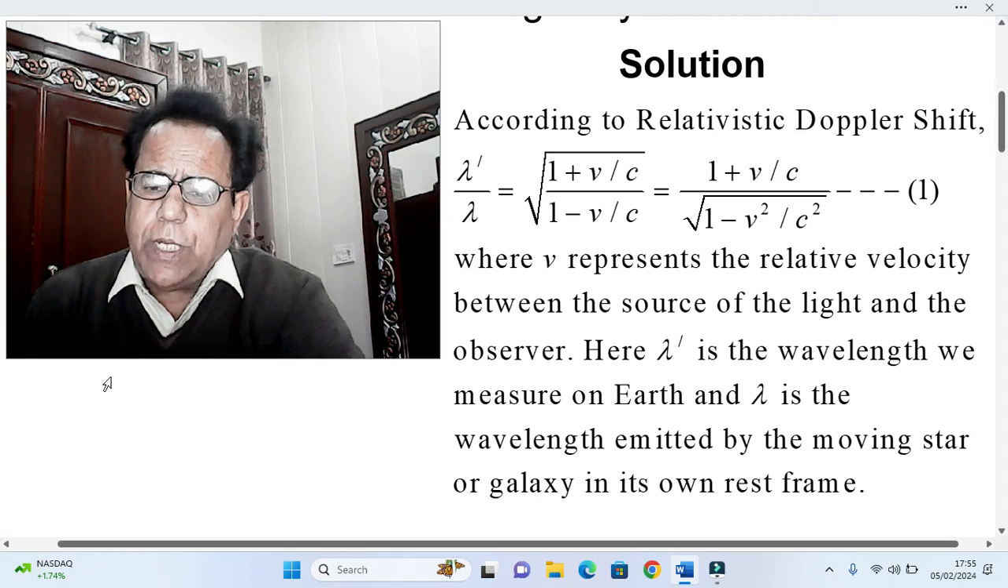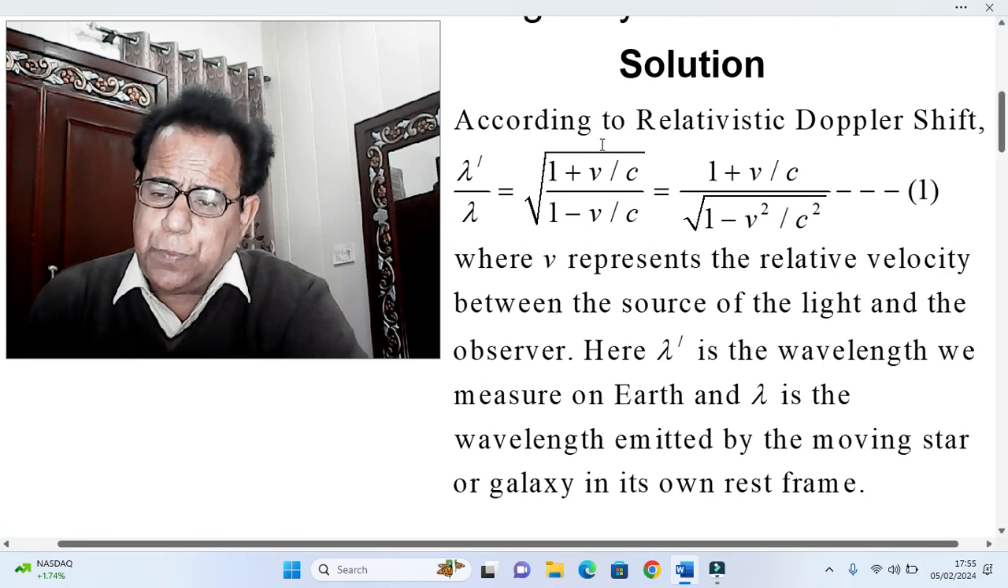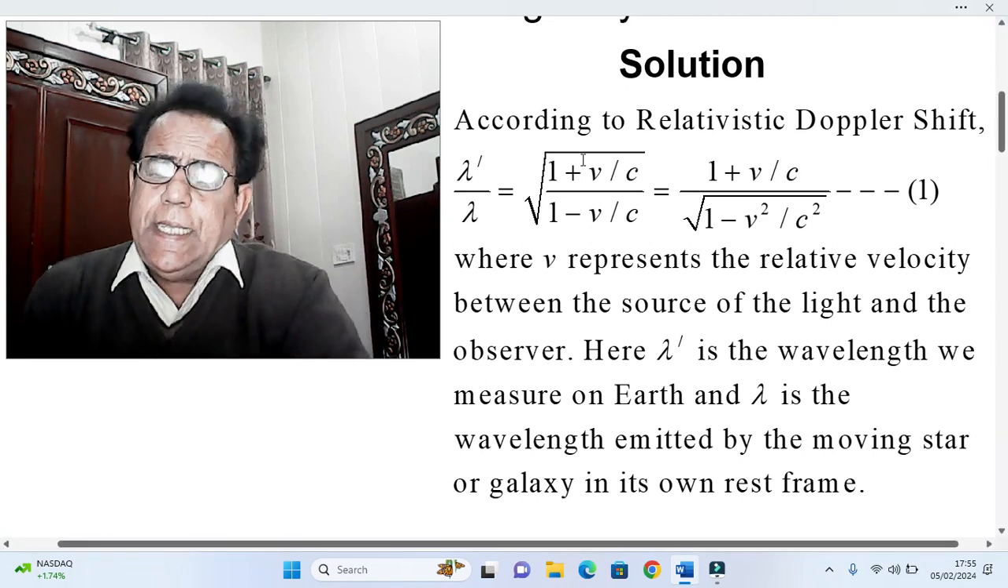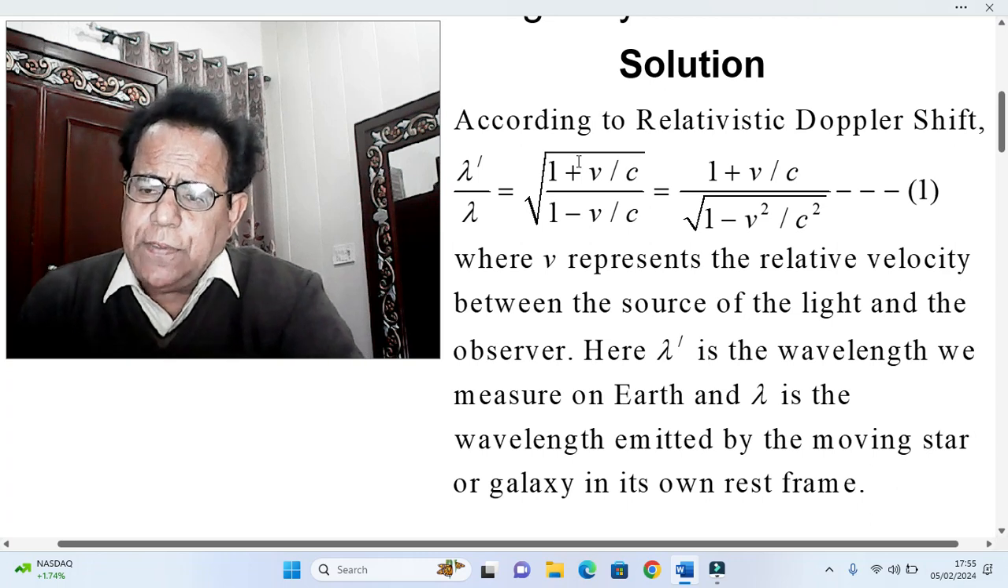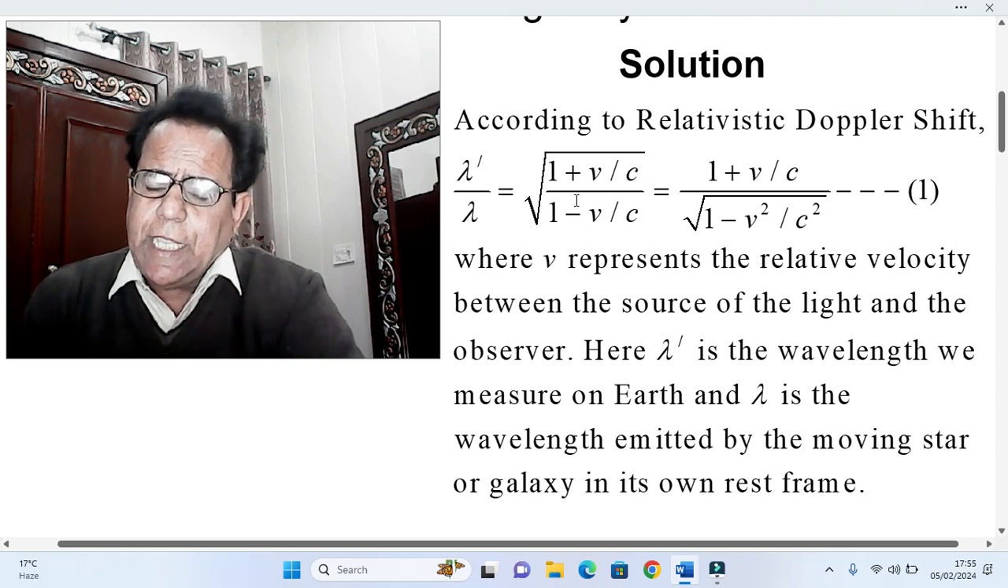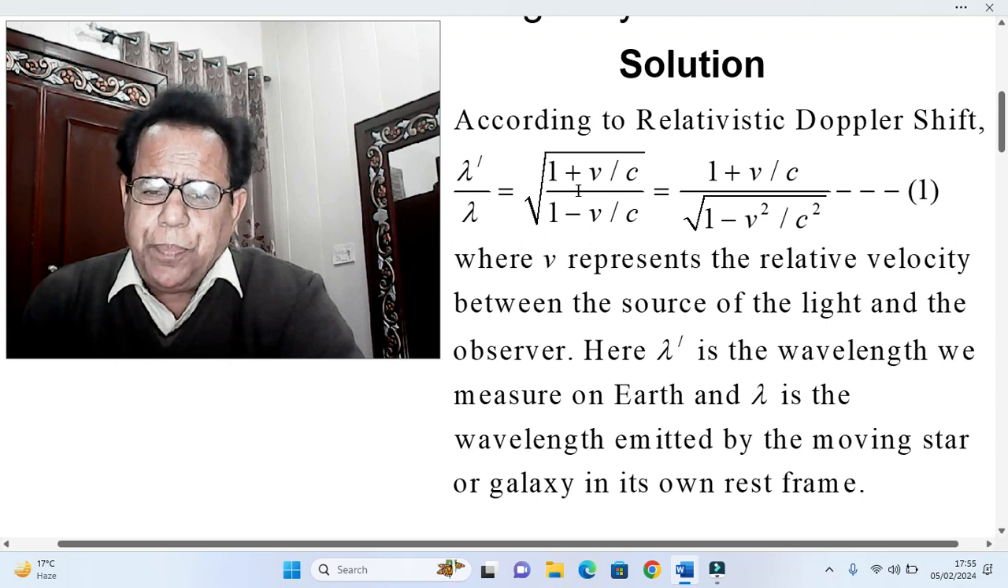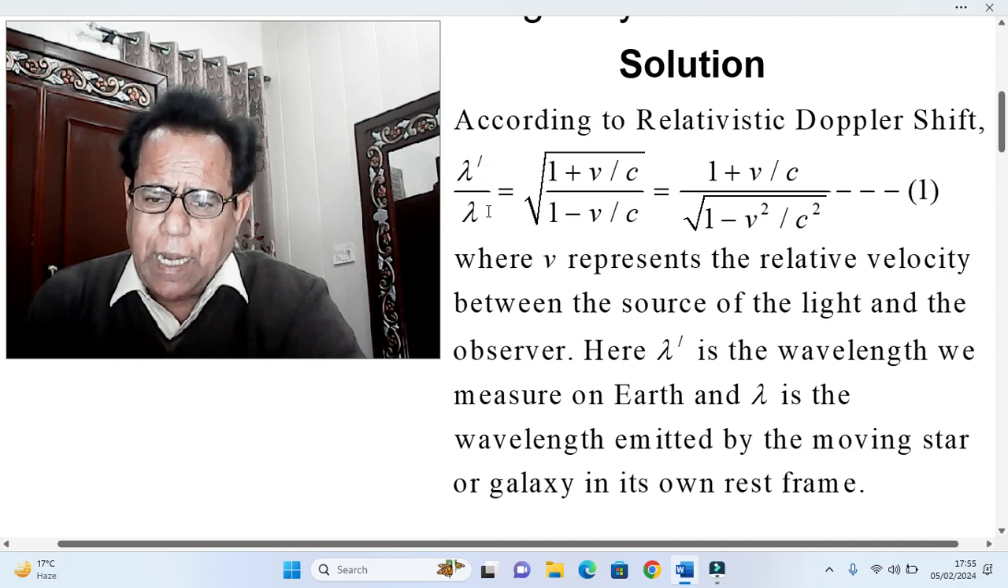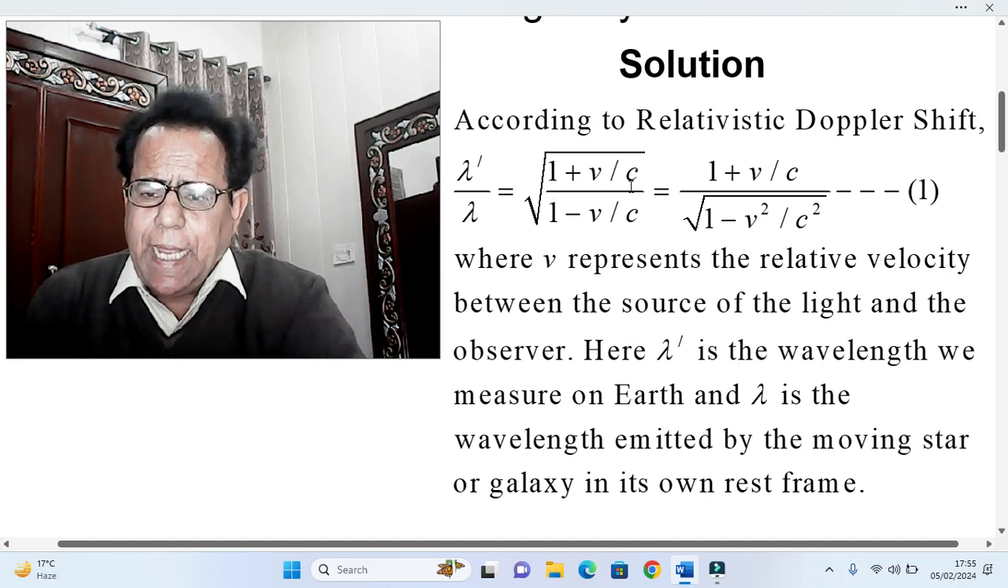So, dear students, in this expression, which is basically a modification of relativistic Doppler shift, all things have been explained. It has been described what lambda dash is, what lambda is, what v is, and c is the speed of light.